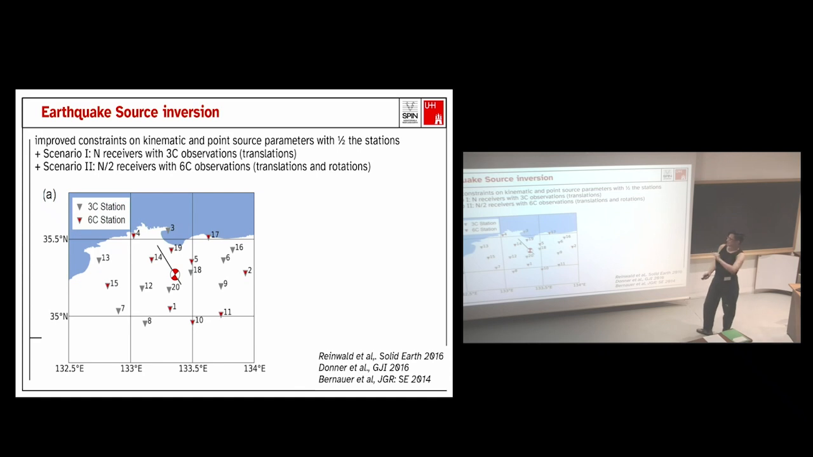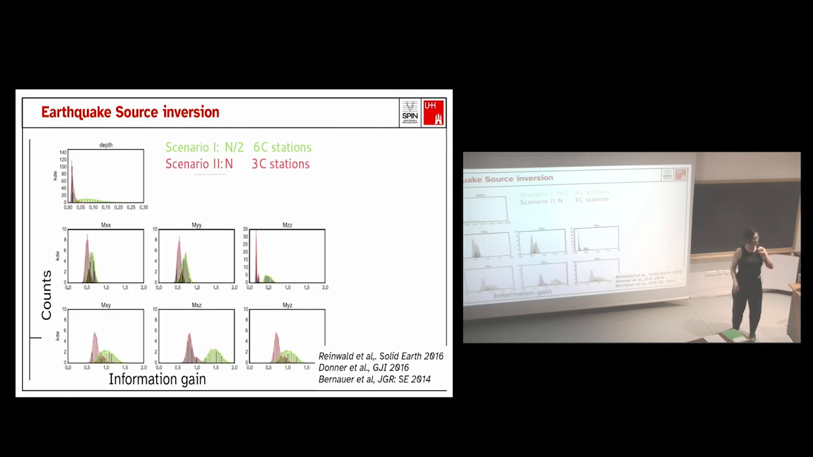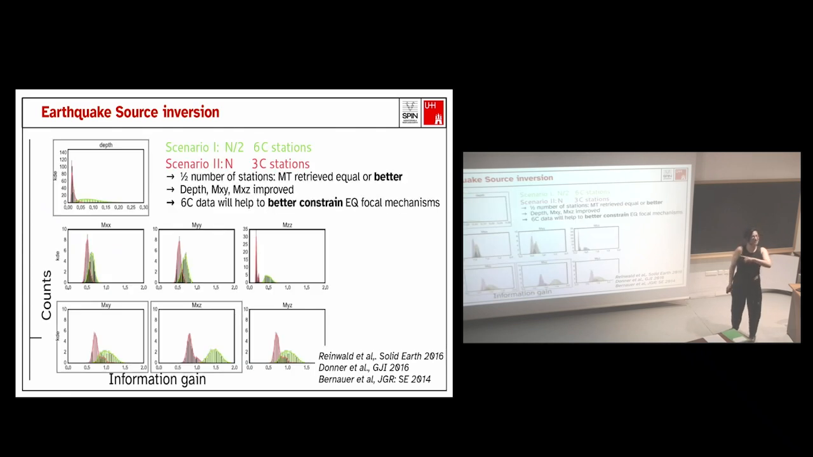There are advantages when you want to look at earthquake source inversion. I think I'll skip this unless people complain. If you have questions about this, I can loop back to it at the end. The main message is that if you have 6-component measurements, you can actually better constrain the focal mechanism of earthquakes with an array that's half the number of stations. So again, in the sense of logistics, that can be quite interesting.